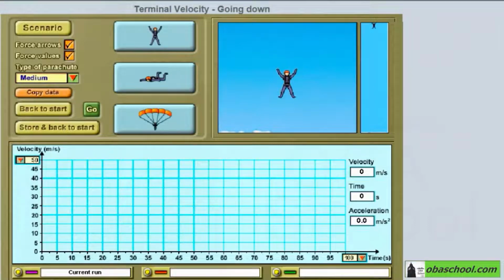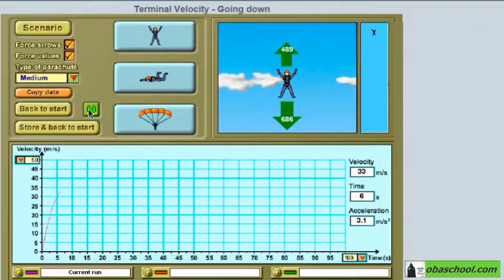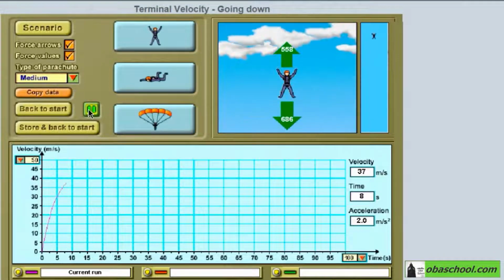Hello everyone! In this simulation, we're going to investigate the forces acting on a falling skydiver. Let's click Go to see the skydiver dive and look at the force arrows. We're going to pause it after 40 seconds.